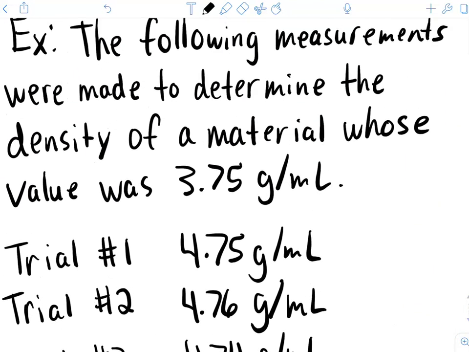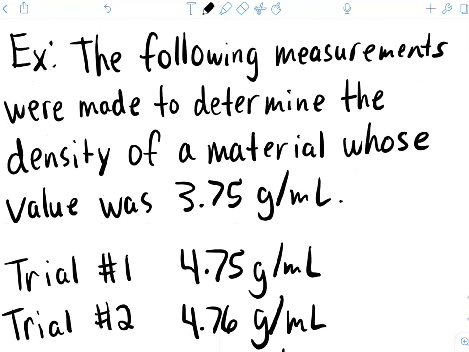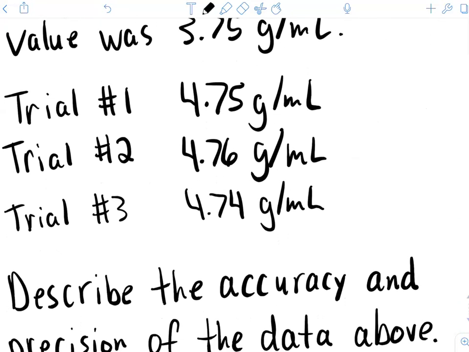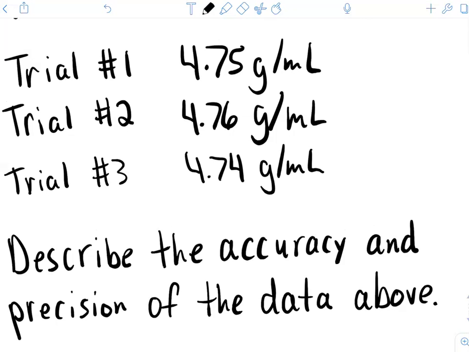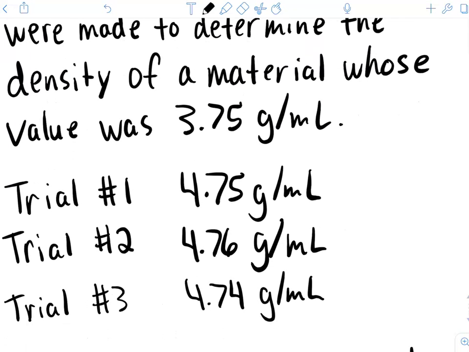Okay, so again, the following measurements were made to determine the density of a material whose value is 3.75 grams per milliliter. And then we're given data about the trials and asked to describe the accuracy and precision of the data above. Well, first things first, I've got to know what my actual or accepted value is. And in this case, my actual or accepted value is going to be this 3.75.